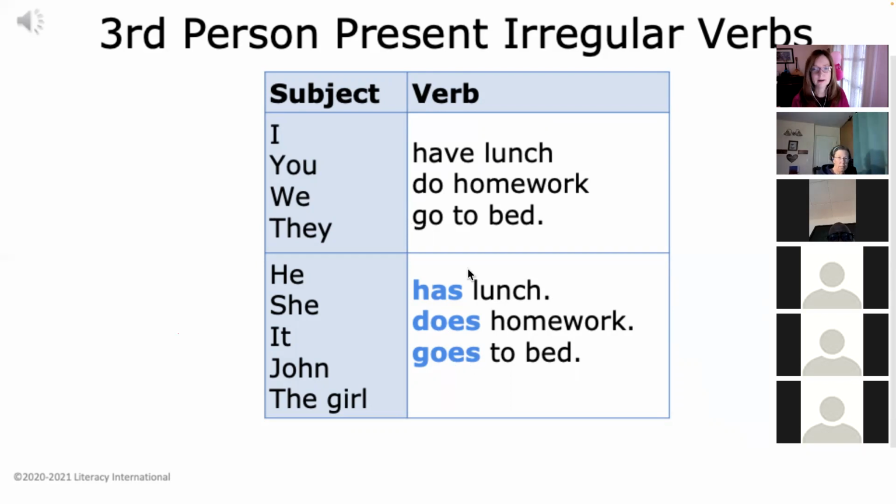Those are the three common ones that we study separately because we use those three words, have, do, and go, all the time. So it's really good to drill these three especially and make sure they know it's has, does, and goes. Another one that changes pronunciation is say and says. So it's not says, it's says, which is just slightly different and can be a little tricky.